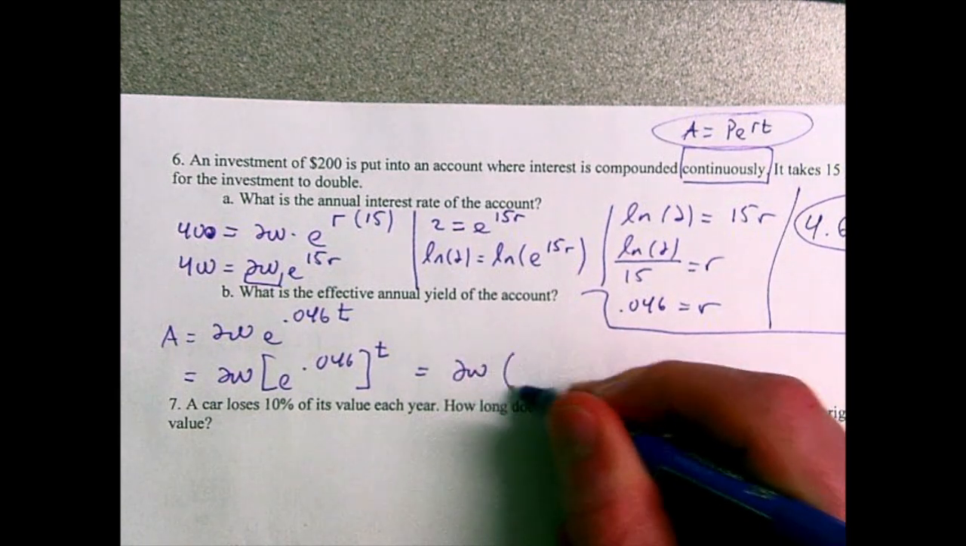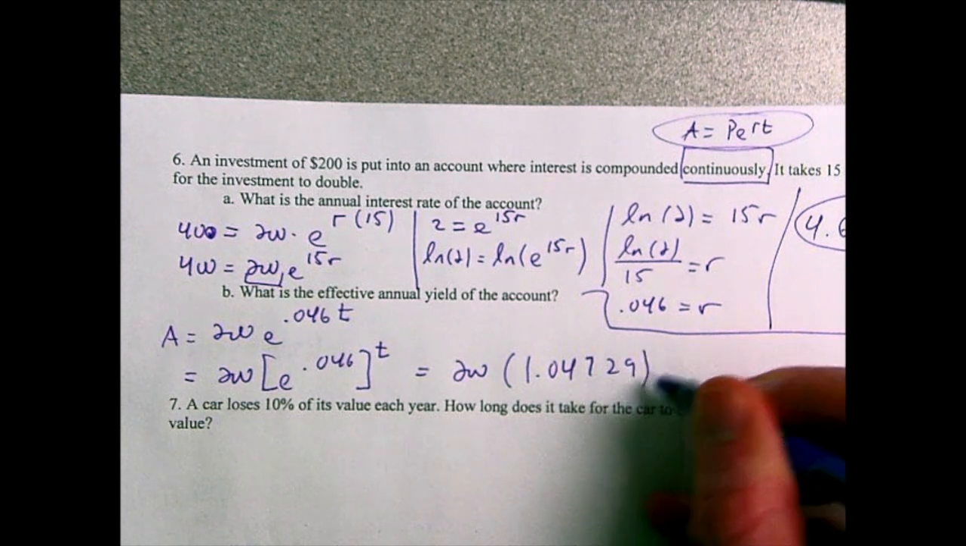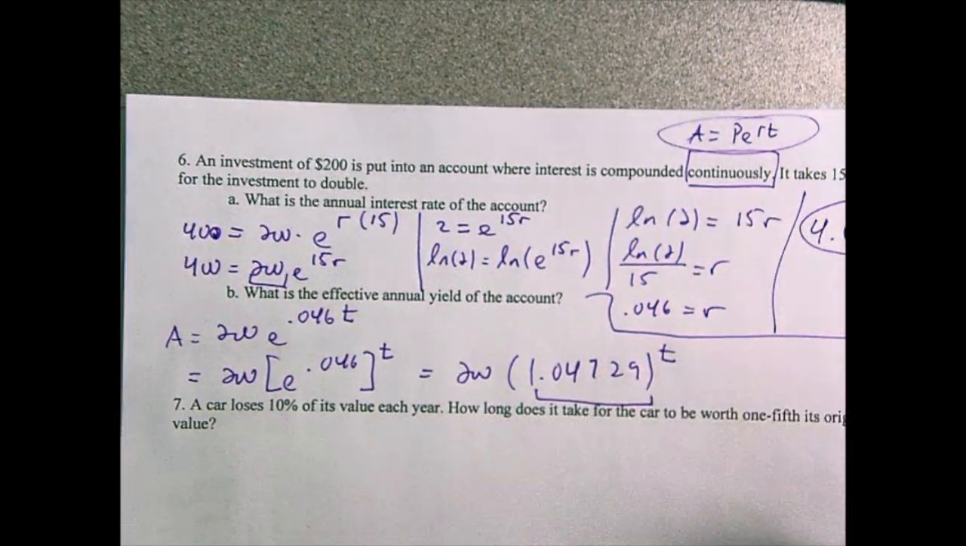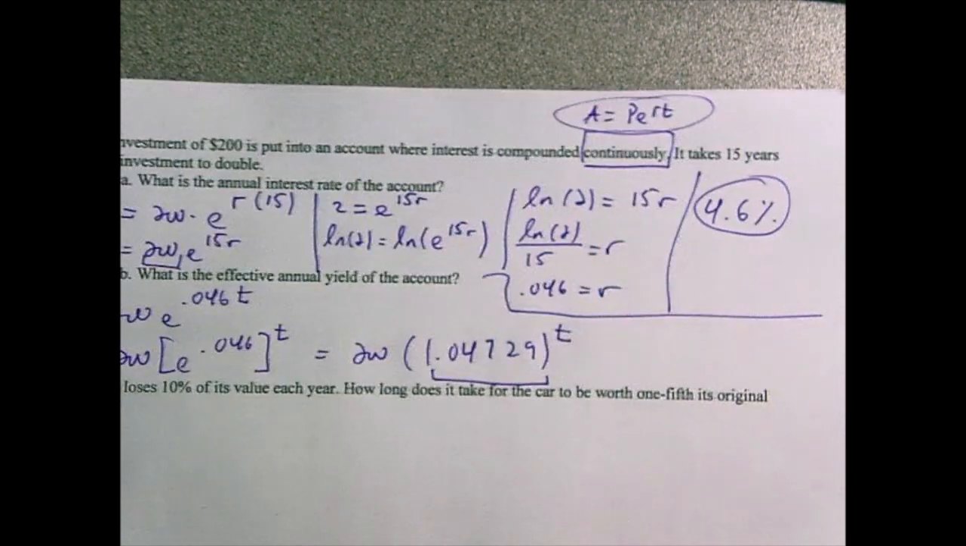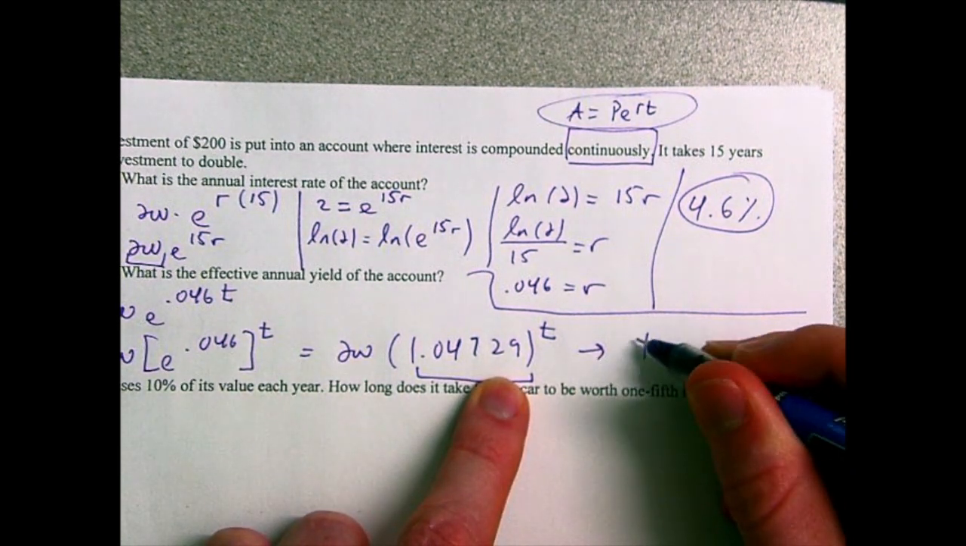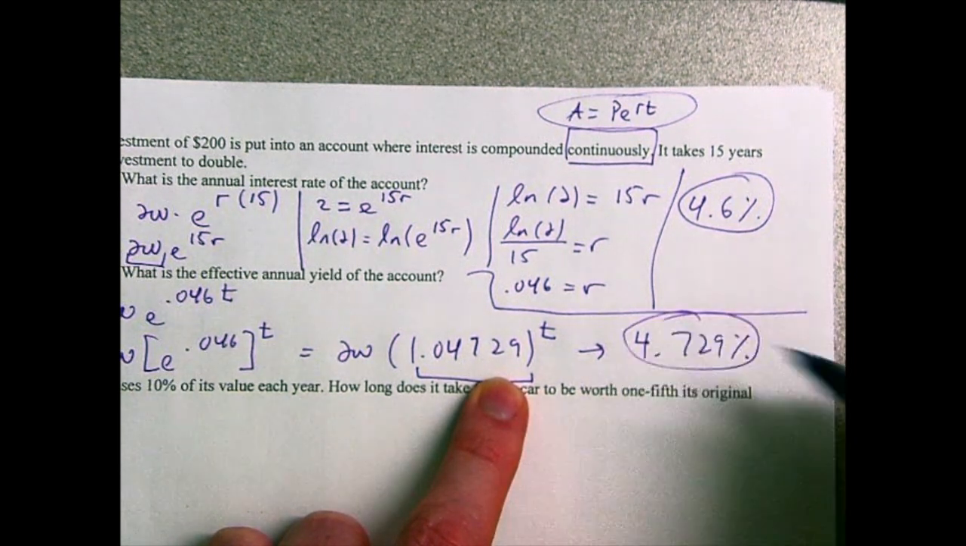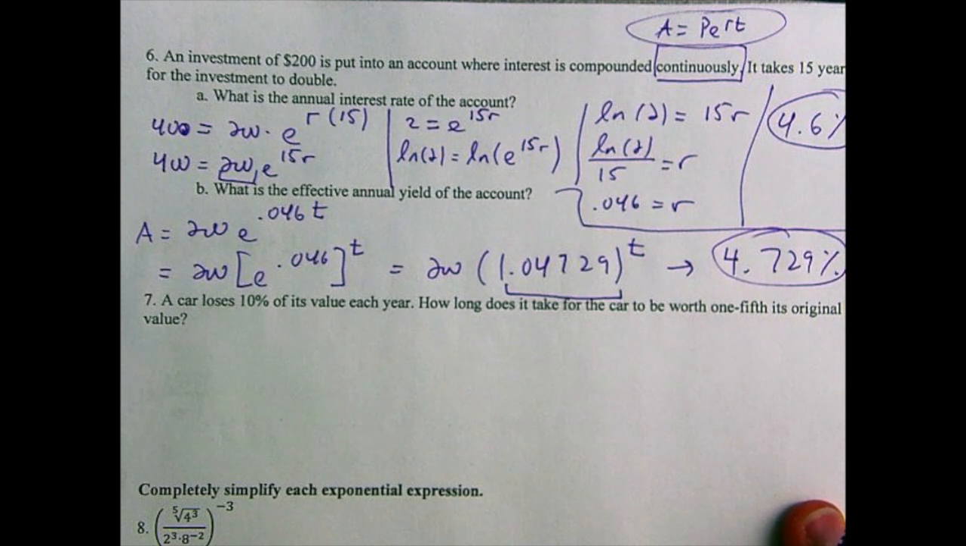So 200 times 1.04729 to the T. So this is what you're multiplying by every year. So that's giving you the effective annual yield. If you're multiplying by this, then you're increasing by 4.729%. That's the effective annual yield. Okay. All right. One more of these problems.